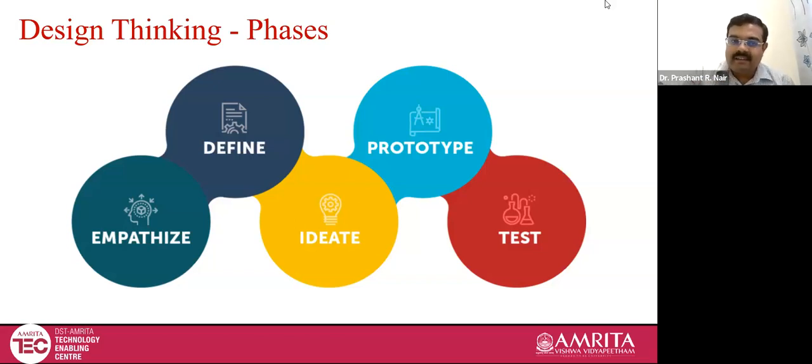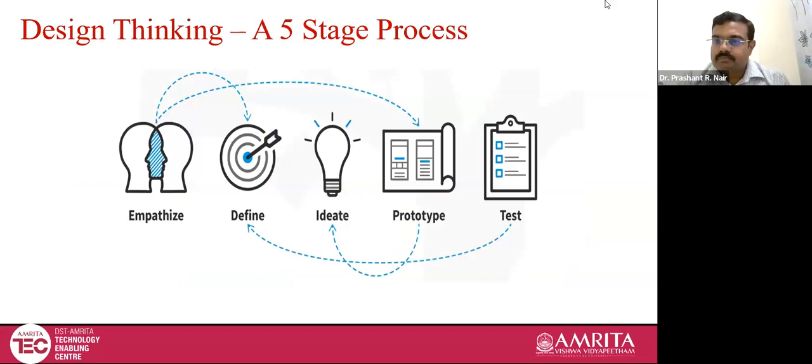Now, please understand, although these are five steps, these steps are iterative. You go continuously again and again. You empathize with the end user, you define the problem, you ideate, you prototype, make a small model or a scaled down version of the actual thing, then you test. Having said that, you will see that these lines are moving haywire. There is no linear thing. This is the step: you empathize, define, ideate, prototype, and test.